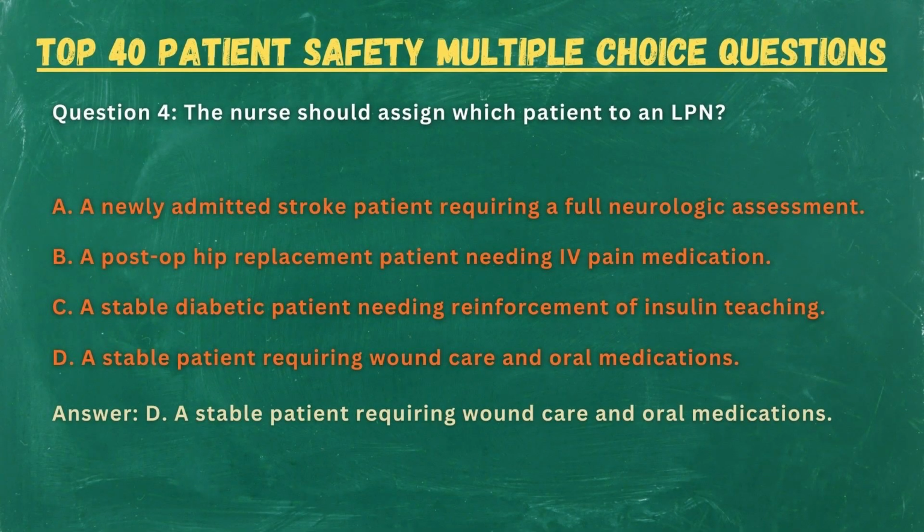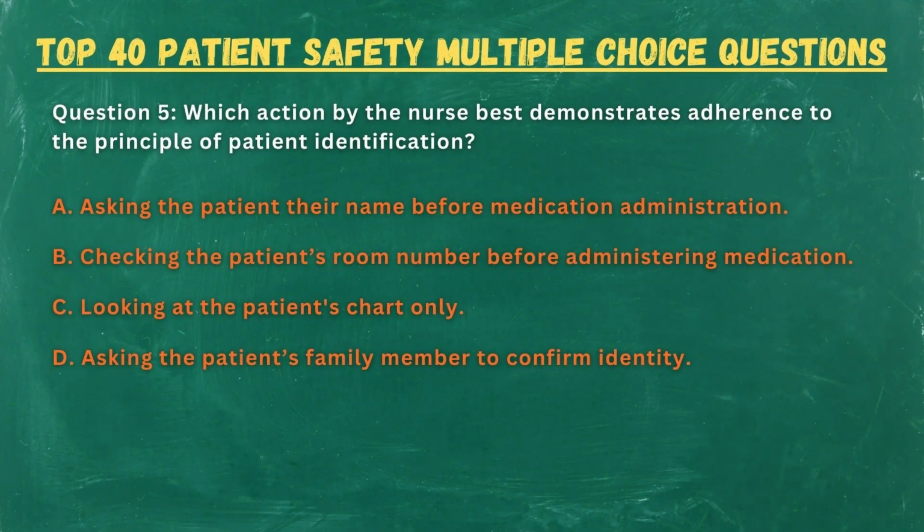Answer. D. A stable patient requiring wound care and oral medications. Question 5. Which action by the nurse best demonstrates adherence to the principle of patient identification? A. Asking the patient their name before medication administration. B. Checking the patient's room number before administering medication.